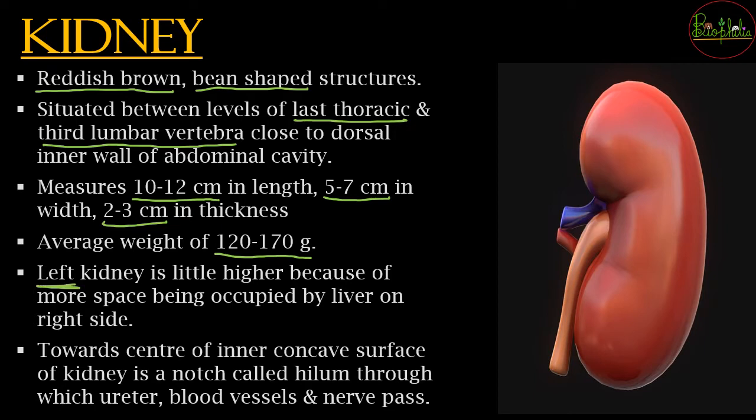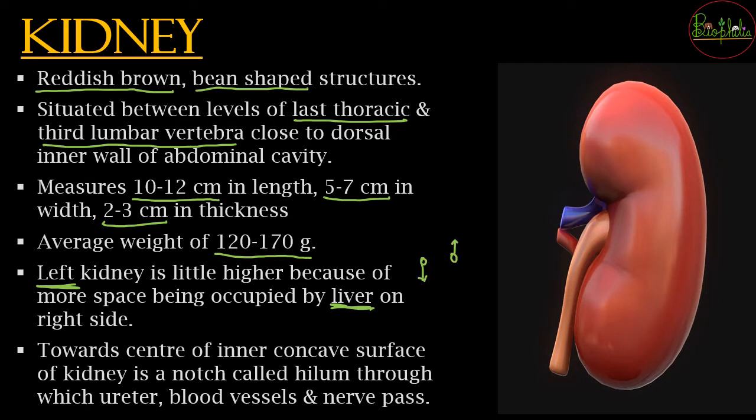Why? Because when you compare left and right, the left kidney is slightly higher because of the right kidney, on the right side there is the liver. So because the liver is going to occupy a larger amount of space on the right side, the left kidney will be slightly higher as compared to the right kidney. So where will the right kidney be? The right kidney will go lower and the left kidney will be comparatively on the upper side.